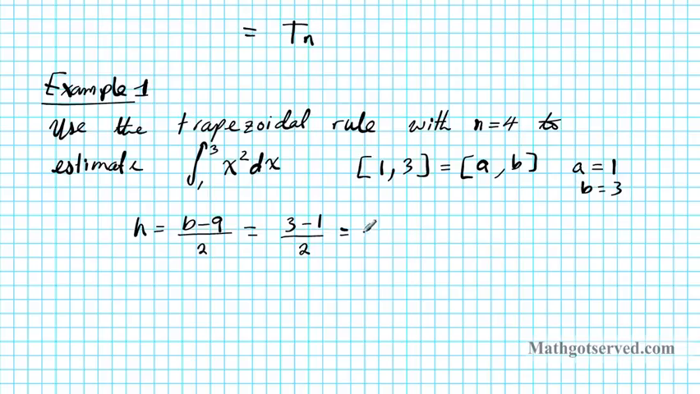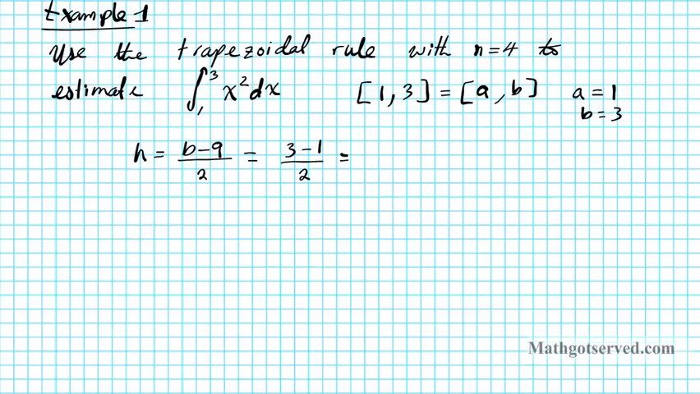So 3 minus 1 over 2 is as follows. Wait a minute, just a quick correction. The formula for h is b minus a over n. So let's fix that. So h is b minus a over n, and n is 4. So it's 3 minus 1 over 4. So 3 minus 1 is 2 over 4. 2 over 4 is 1/2. Okay, so that's h. Sorry about that.